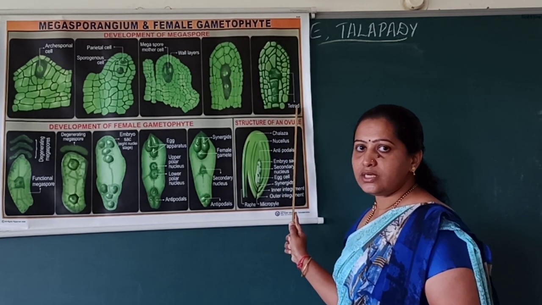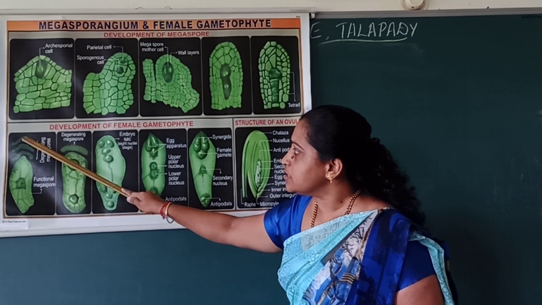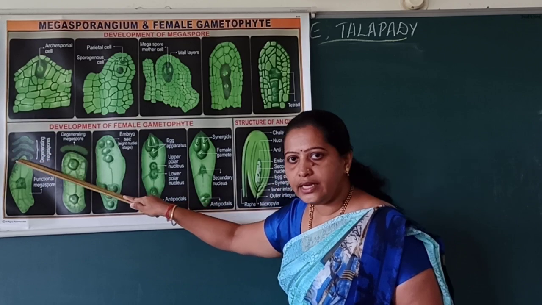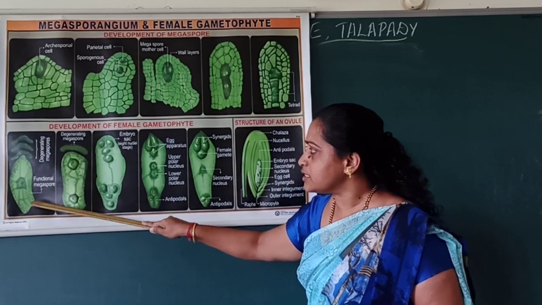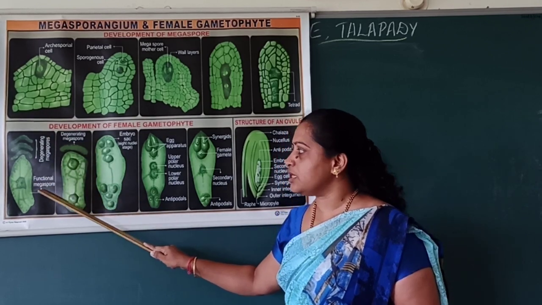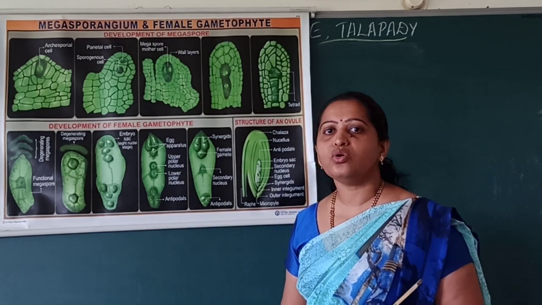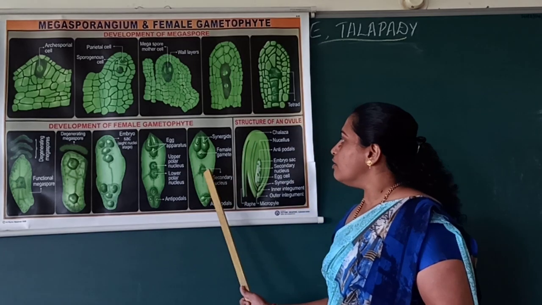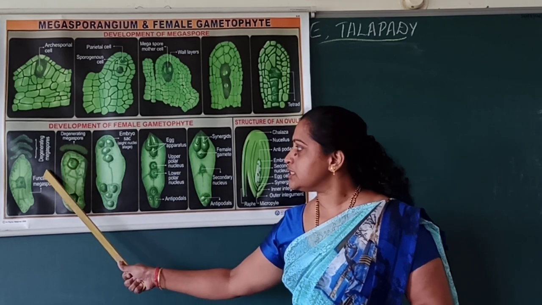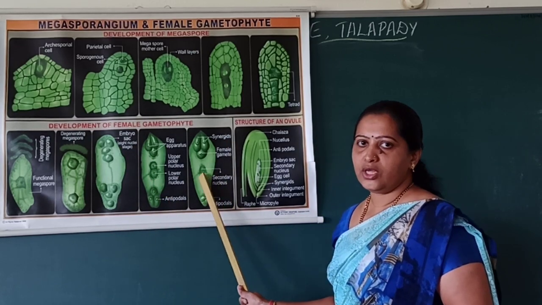tetrad. As I mentioned earlier, among the megaspore tetrad, three of the megaspores degenerate. You can clearly observe here, three of the megaspores have been degenerated and only one of the megaspores will remain functional. Okay, so the single functional megaspore then undergoes a type of development known as monosporic development to form a female gametophyte, that is embryo sac. Let us discuss how this single functional megaspore undergoes development to form an embryo sac.